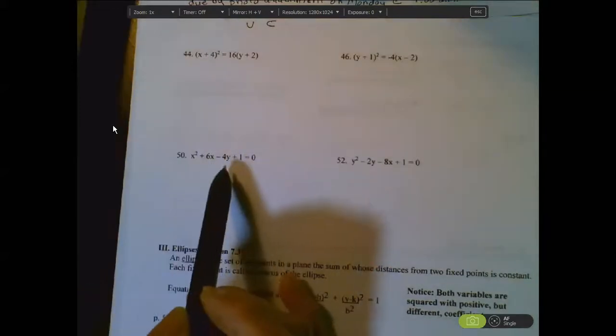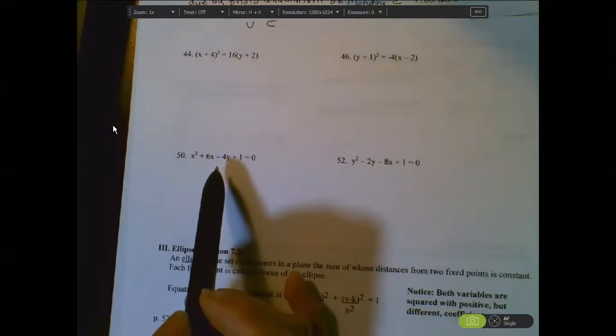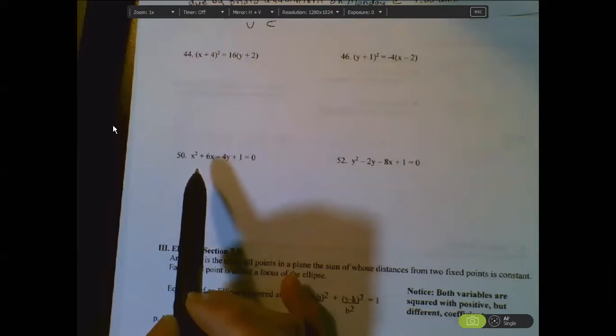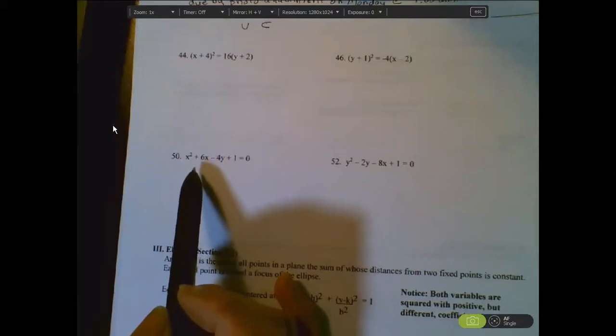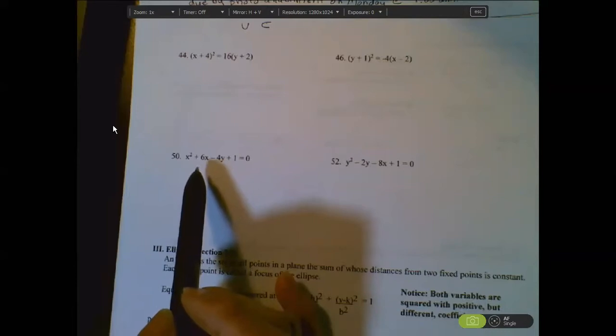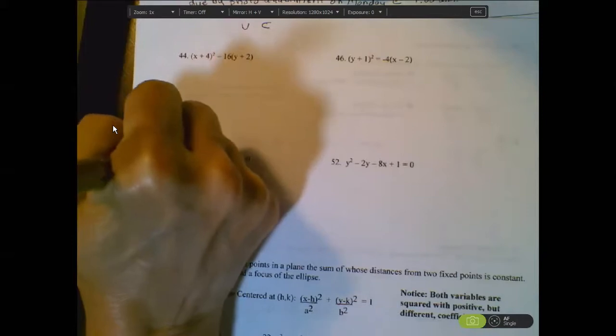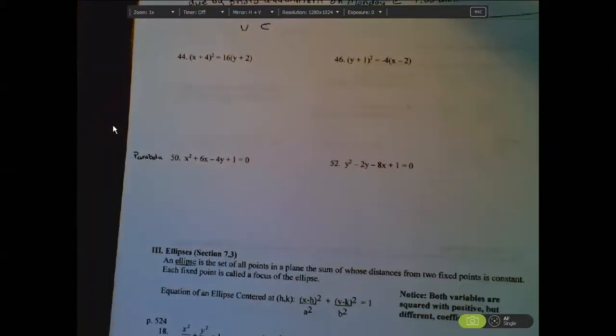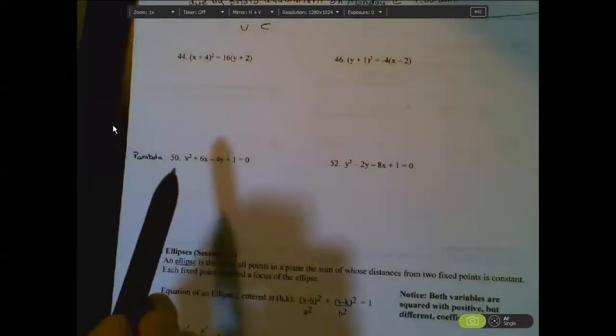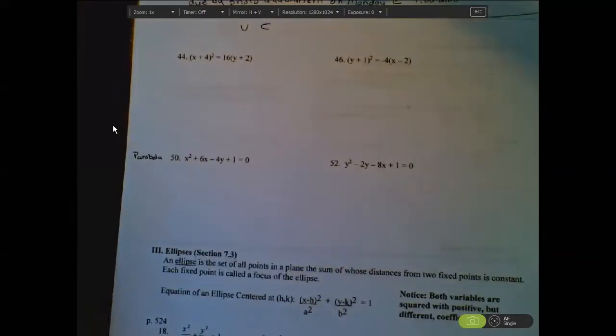Number 50, how do I know for sure that is not a circle? There's no way that could be a circle. Because only one of the variables is squared. That's absolutely right, because only one of the variables is squared. That automatically tells me it's a parabola. And I'm just talking about on the test if all these were mixed together. I didn't have 6 parabolas in a row. They're all mixed together. How am I going to know which ones are parabolas? The ones that only have one variable squared.